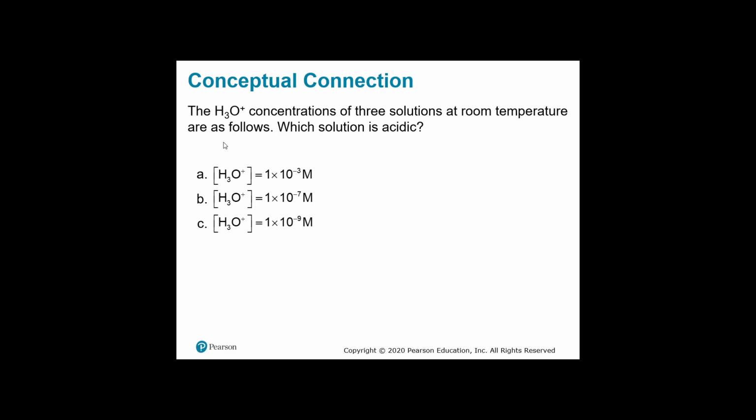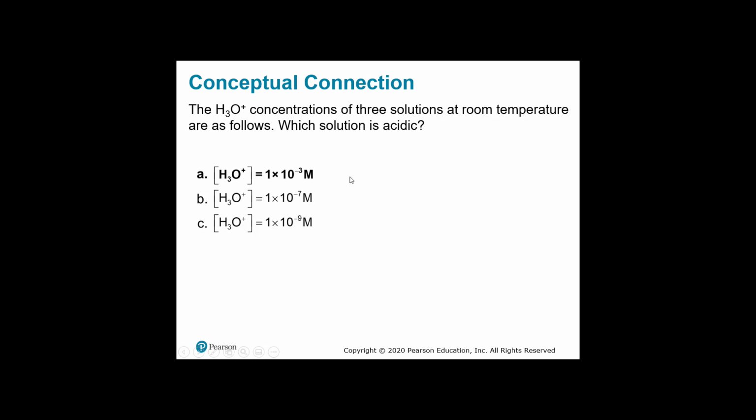So let's put this into understanding this more. The hydronium concentrations of 3 solutions at room temperature are as follows. Which solution is acidic? Remember, I'm saying larger values, which means smaller numbers make them more acidic. The larger the number makes them, in this case, more basic. So in this case, we would pick A because it has fewer zeros in front, which actually makes it a larger value. So that is what's happening here.